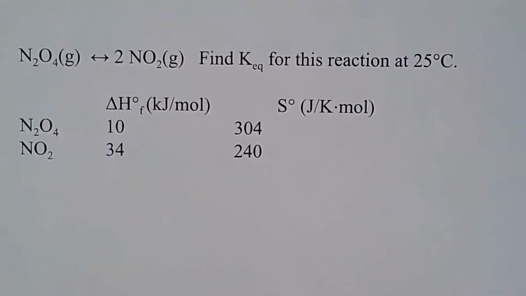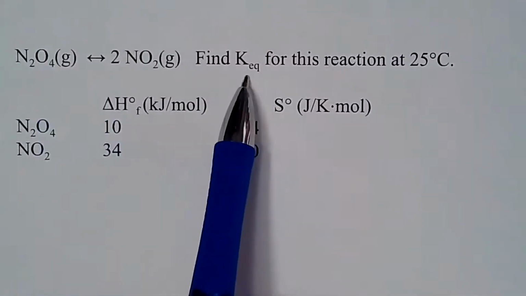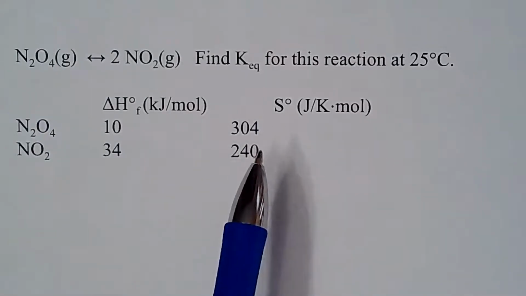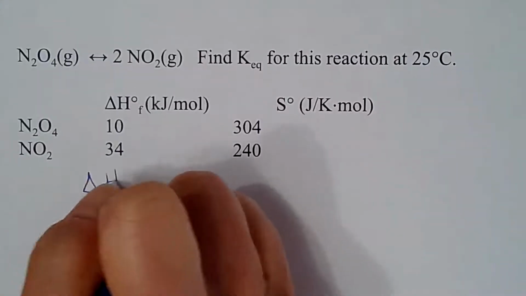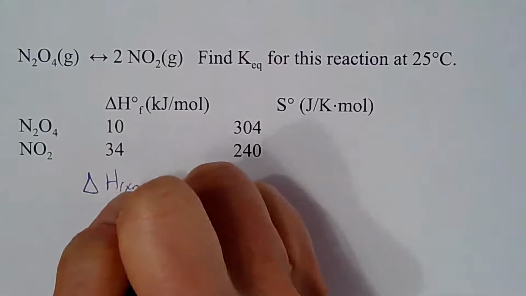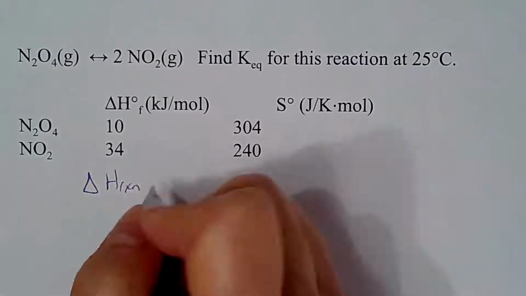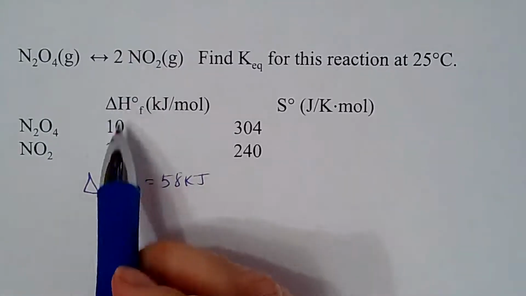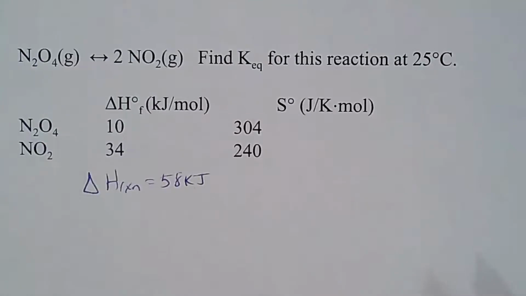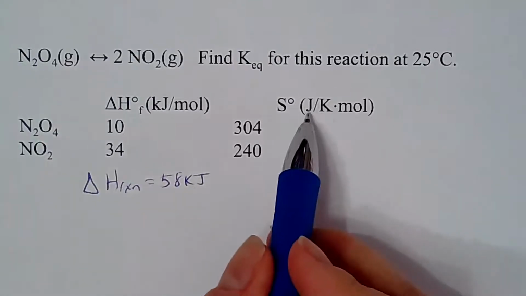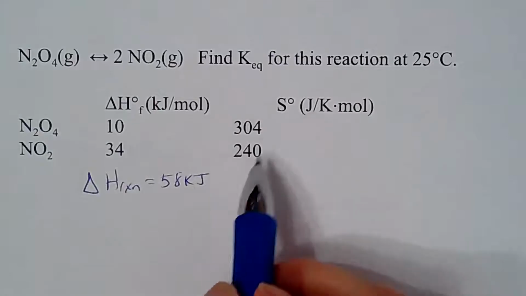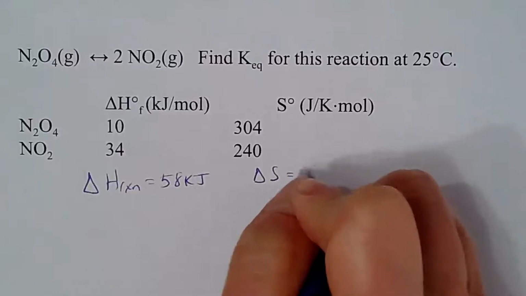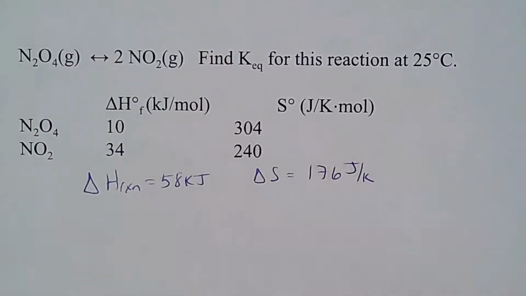So if I'm giving you an equation like this, find the K for this reaction if I give you the delta H and the S. Okay, so what I gotta find first is the delta H of the overall reaction. So that's gonna be products minus reactants. Well, it comes out to be about 58 kilojoules. Again, so N2 times 2 minus 10 gives me 58 kilojoules. My S, again, please recognize that on my notes I do everything in joules. So this is 304 and this is 240. So the delta S of that reaction comes out to be 176 joules per Kelvin.